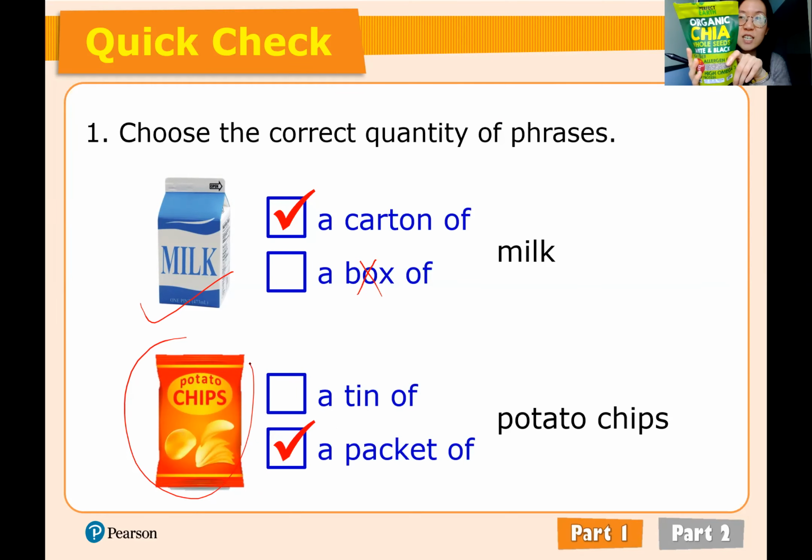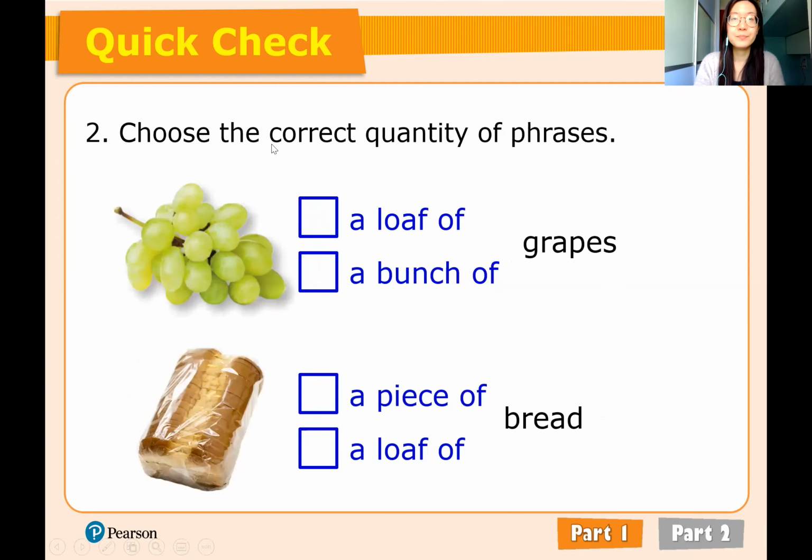Chia seed, 奇亞籽. It is very healthy. It is one of the superfoods in the world. Okay, it's very healthy. It's got a lot of nutrients. It is very nutritious. Okay, next. Well, grapes. I think it's a bunch of grapes.